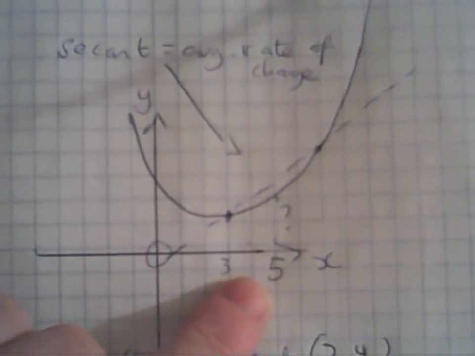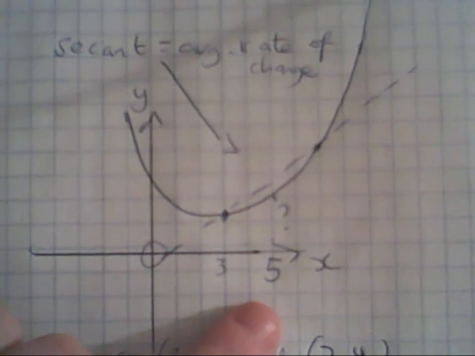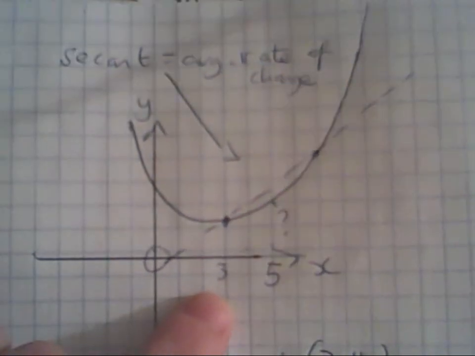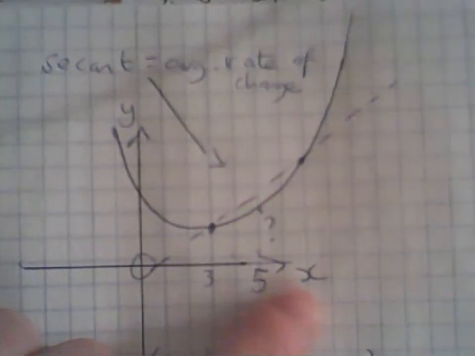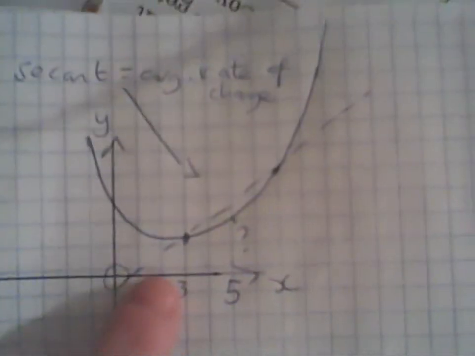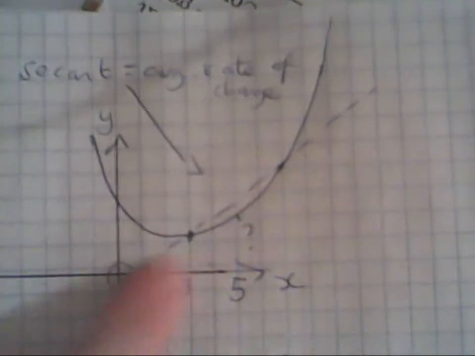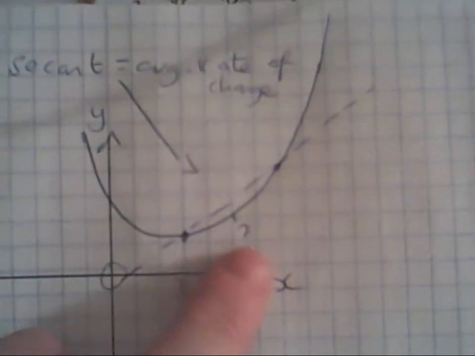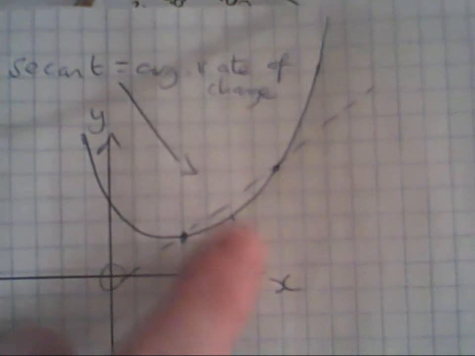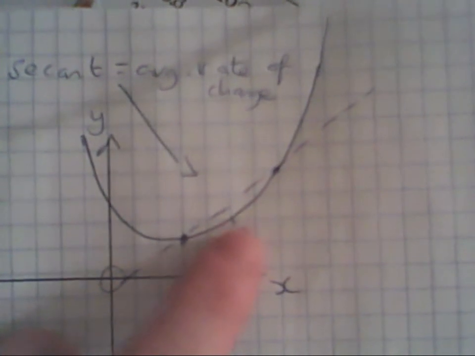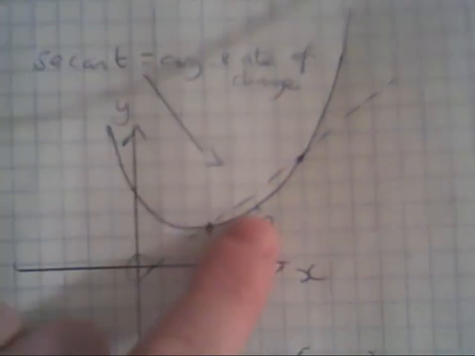So what you could do is take 2 points either side of it, like x is 3 and x is 7. So there are those 2 points, there and there. And then you just join those 2 points up with a line, and that line gives you a slope that's kind of like the slope of the curve at that point. It's a close approximation to it.